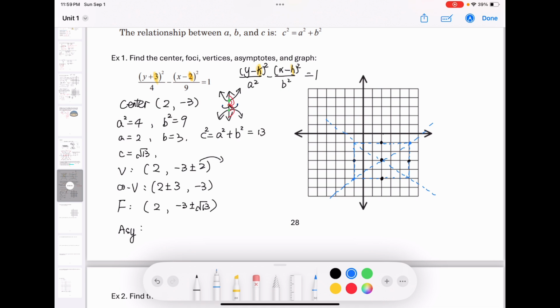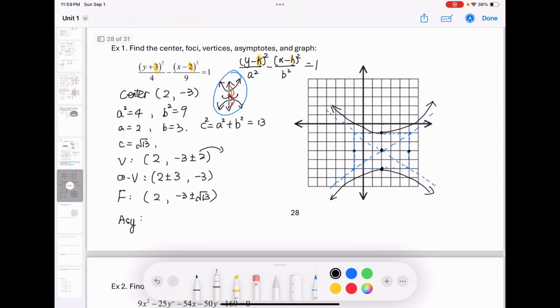The transverse axis is parallel to the y-axis, so my graph must be like this. My hyperbola will get very close to my 2 asymptotes and go through the vertices. Getting close to it, getting close to it. And here we're getting close to the asymptotes and going through our vertices. I finish my graph. And here, what are the asymptotes?